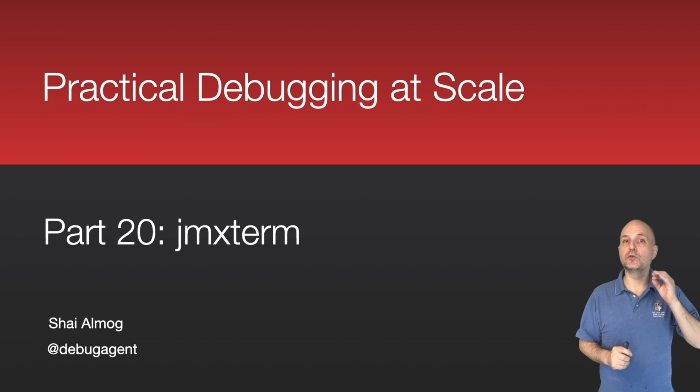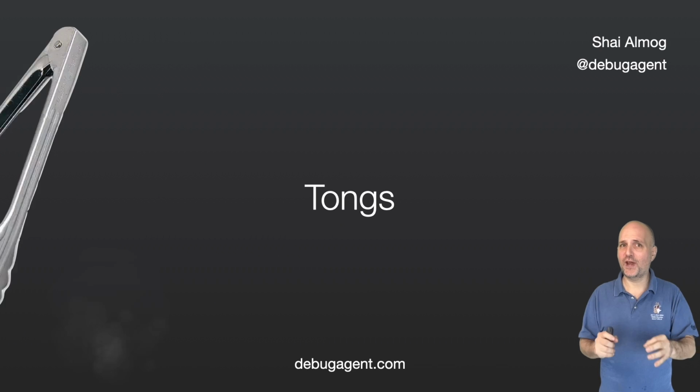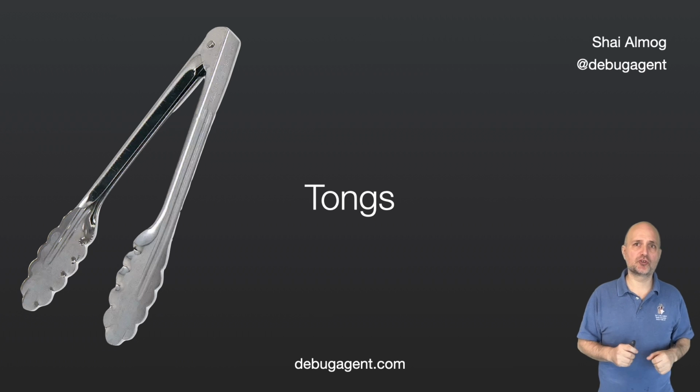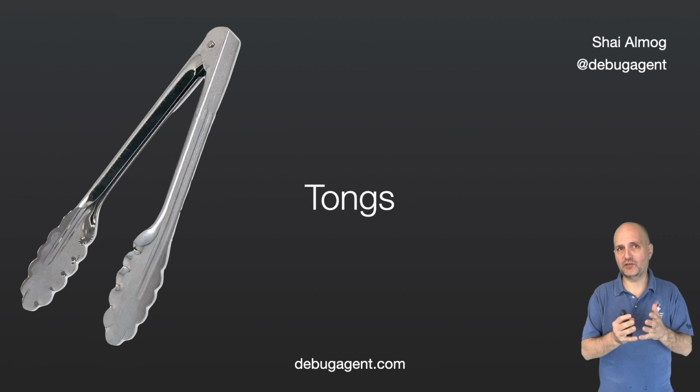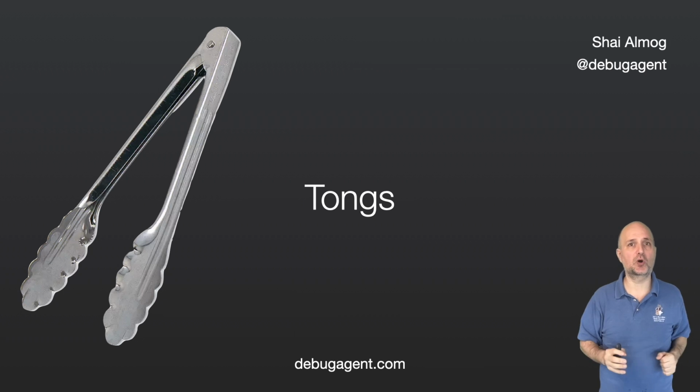Welcome back to the 20th part of Debugging at Scale, where debugging is sometimes like playing with Legos. When tracking a bug, we need to take a two-pronged approach, similar to tongs that wrap the buggy module from both sides and squeeze to find the problematic part.